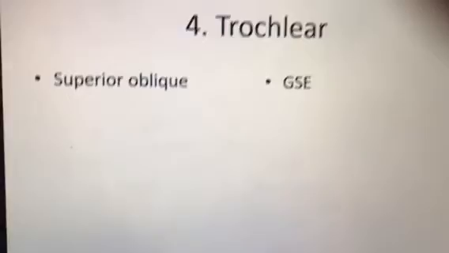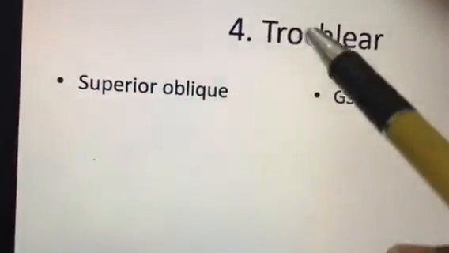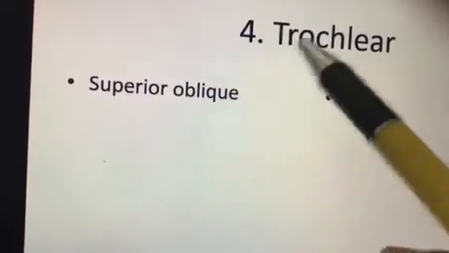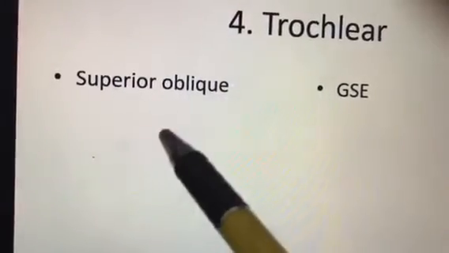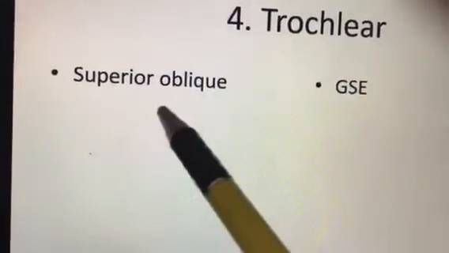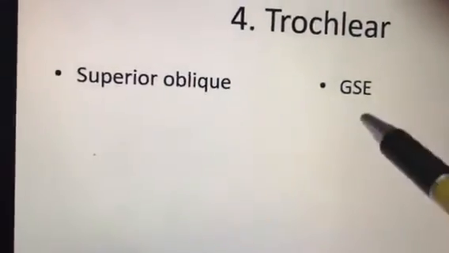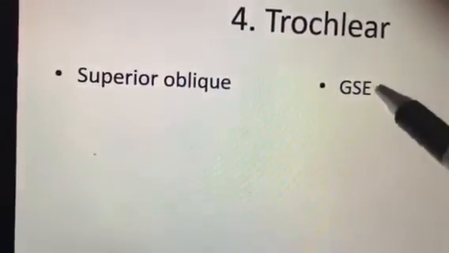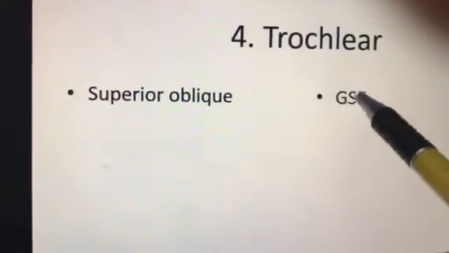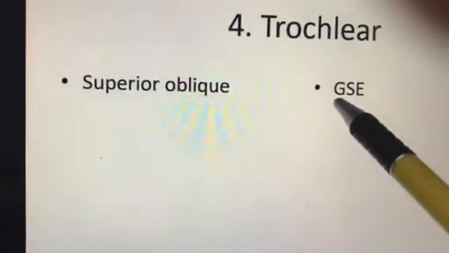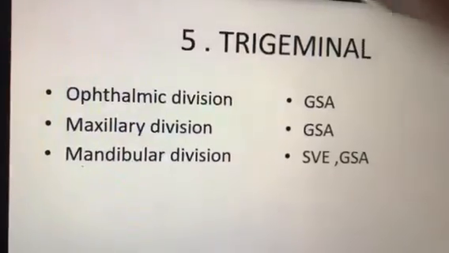Then we'll move on to the next one, trochlear. Trochlear supplies a muscle called superior oblique, SO4. So the mnemonic is SO4 and LR6. LR means lateral rectus 6. SO means superior oblique. Obviously this muscle is also attached to the bony orbit. So orbit muscle means efferent, and it is attached to the bone, so it is skeletal. So somatic, and it is general, of course. So general somatic efferent.